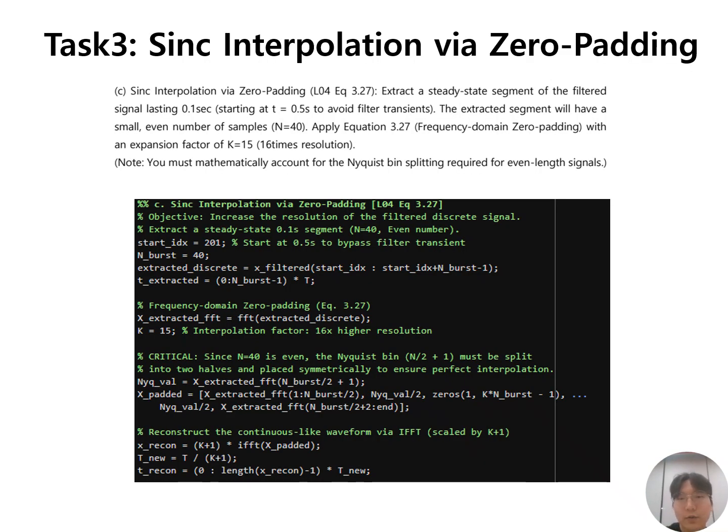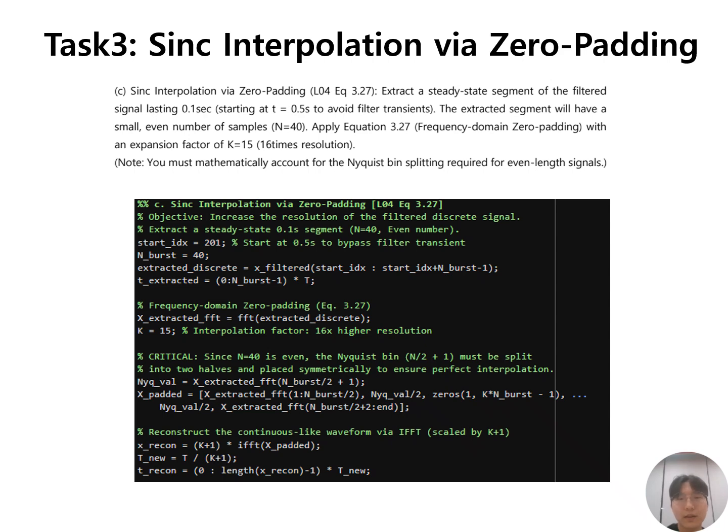Next is task 3, sinc interpolation via zero padding, applying equation 3.27 from lecture 4. To solve this task, I designed the following code. First, I extracted a 0.1 seconds segment, but notice that I started extracting at 0.5 seconds. This is a deliberate choice to bypass any initial transient response caused by the filter in task 2. This leaves us with exactly 40 samples, which is an even number.